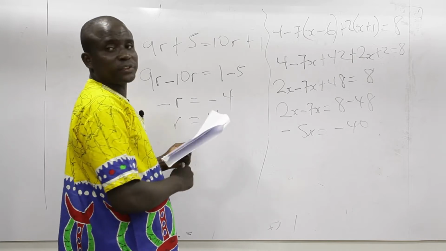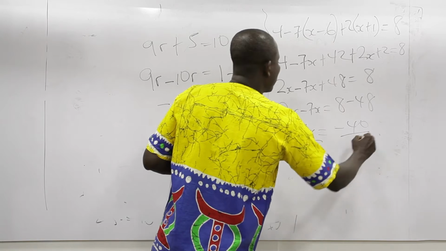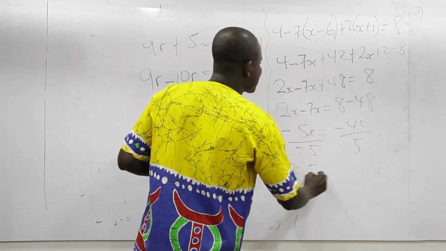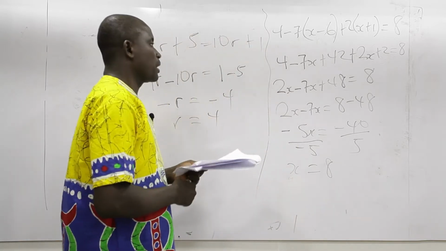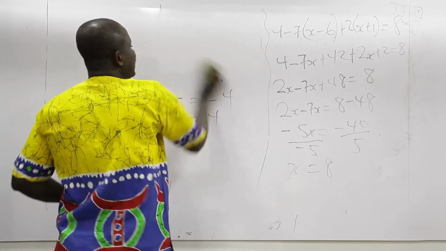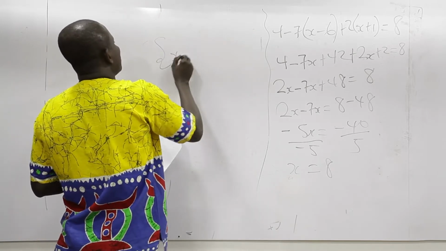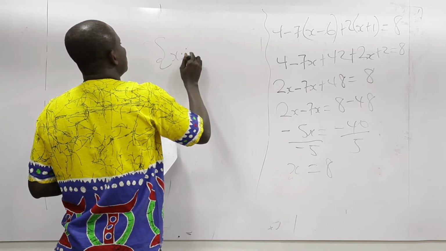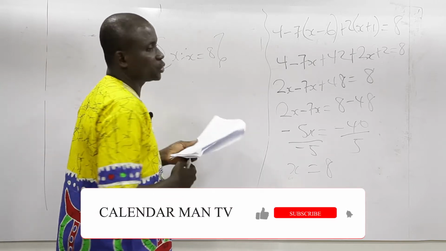And dividing through both sides by negative 5, x will therefore give us what? Positive 8. But if he asks you to find the truth set, then you would have written it this way: x is equal to 8, then you close it. Make sure you do it this way.